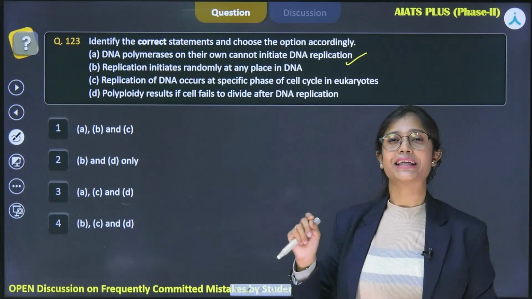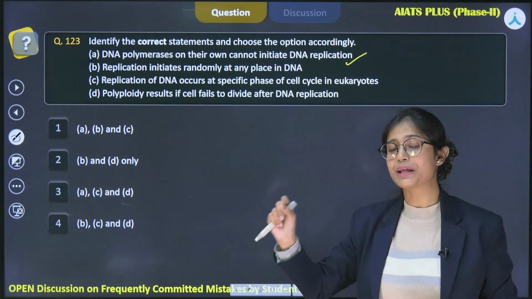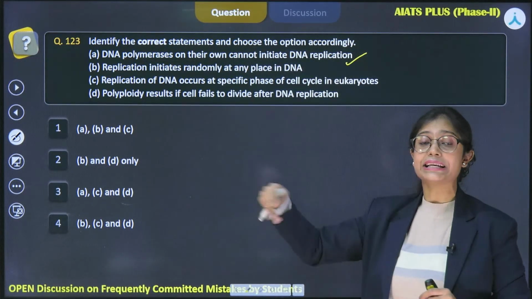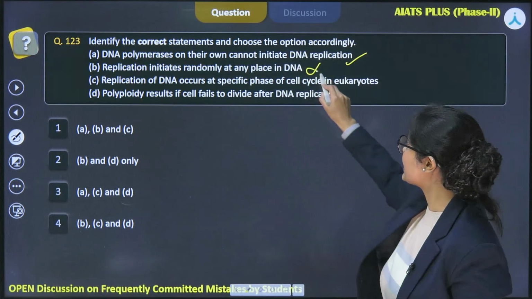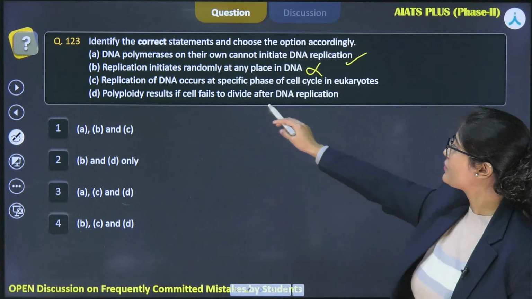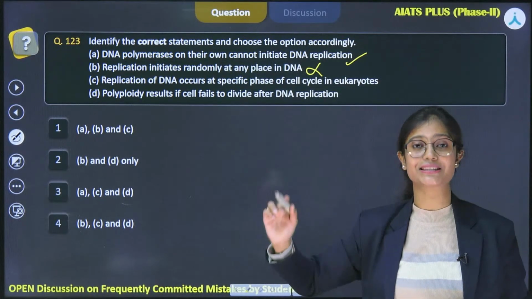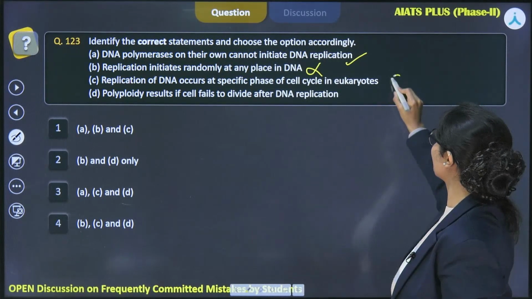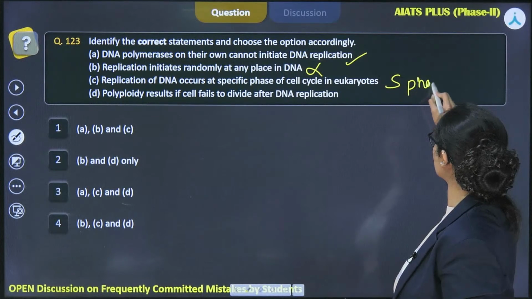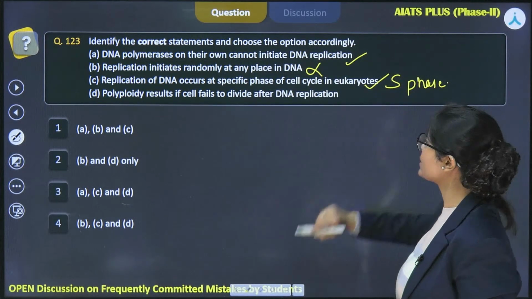Initially, we have studied how the origin of replication helps in initiating the process. So, this is incorrect. Next one is replication of DNA occurs at specific phase of cell cycle in eukaryotes. So, yes, this is also true. That specific phase is S phase. So, this statement is also true.